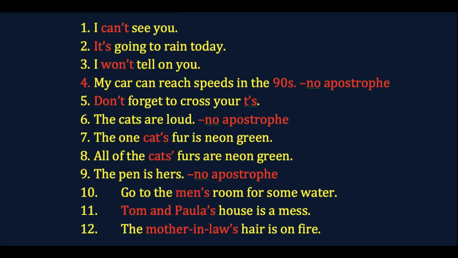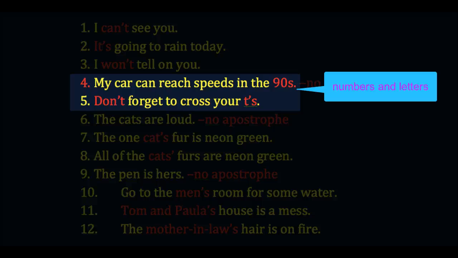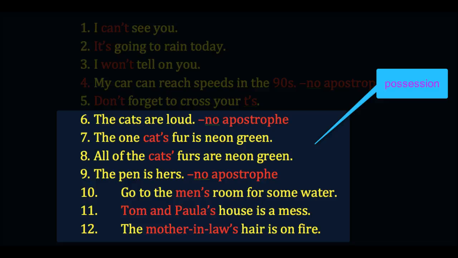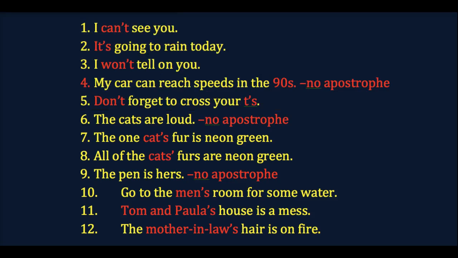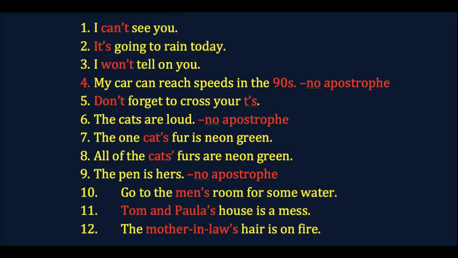Now, I won't explain the answers now. That's what the tutorial is about, but I'll only tell you that 1, 2, and 3 have to do with the apostrophe for contractions. 4 and 5 are apostrophes with numbers and letters. 6 through 12 all have to do with apostrophes for possession. And just to be clear, numbers 4, 6, and 9, no apostrophes in those sentences.